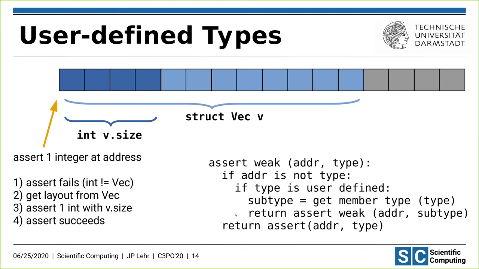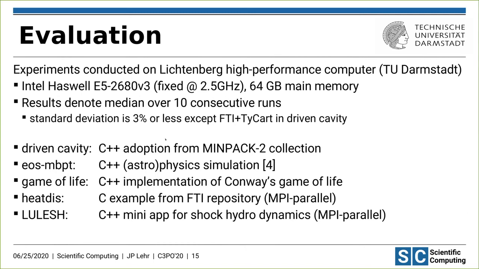The pseudocode here is pretty much what I just said. So if the address is not the asserted type, we check whether there is a user-defined type. If that is so, we get the member type of that user-defined type, and then we assert the subtype here. We refer to this as a weak assertion, as compared to just the assertion, or the strong assertion, for the built-in types.